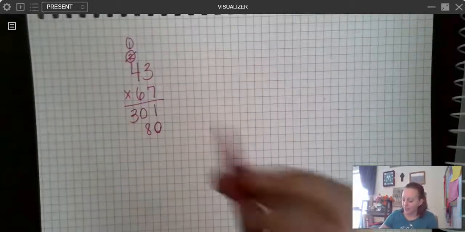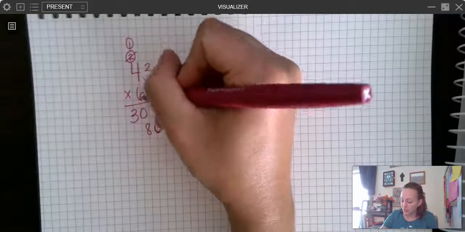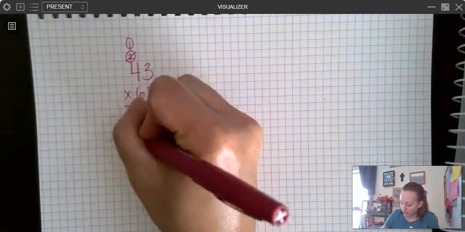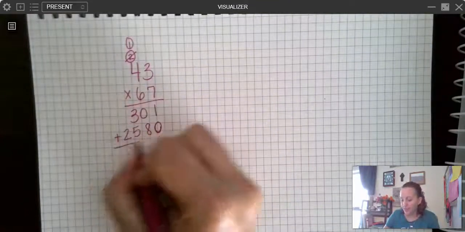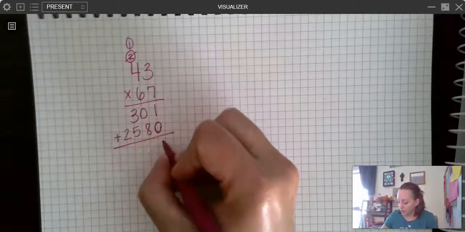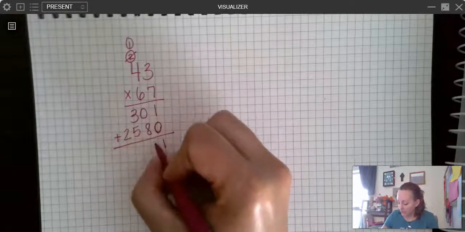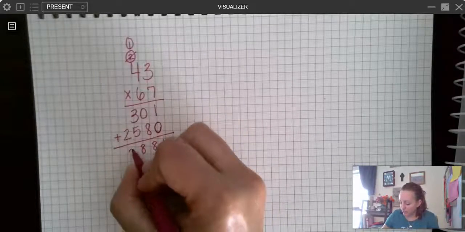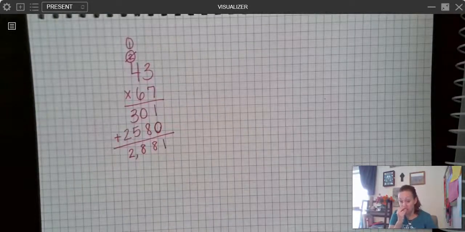I forget. And now I do 6 times 4. 6 times 4 is 24, plus 1 more is 25. And then my last step is to add all of this together. So I have 1 plus 0 equals 1, 0 plus 8 equals 8, 3 plus 5 equals 8, and 2 plus nothing equals 2. So the answer is 2,881.